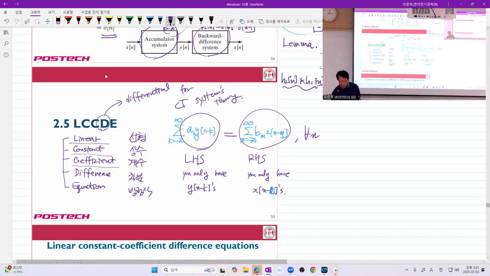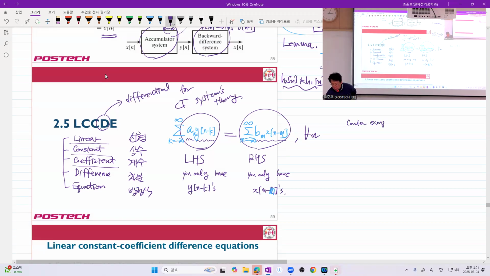It's linear because you have a linear combination of outputs and a linear combination of inputs on both sides. And also, constant coefficients means that this is constant for all n. Okay, this does not change. And also, that does not change if you change this n. Got it?